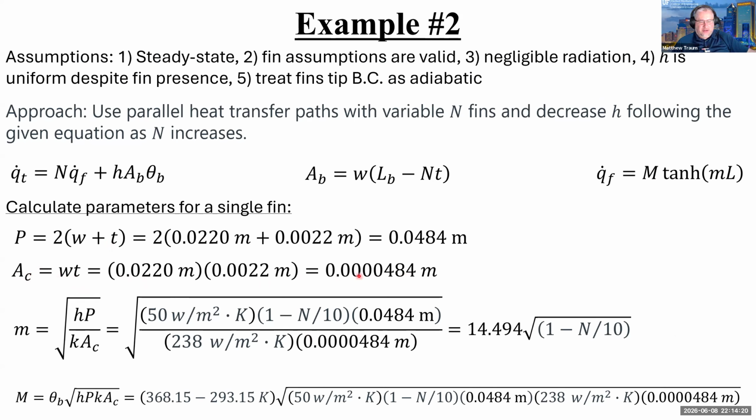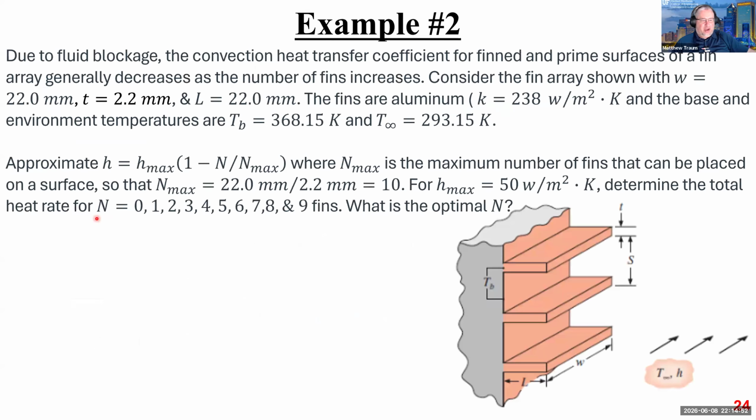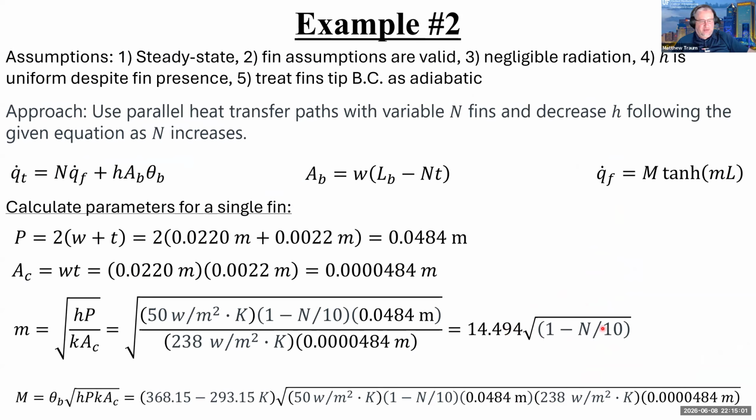So that's lots of 484s here. 0.00484. Okay. Knowing P and A sub C, I can calculate m, lowercase m. Notice h, I'm leaving that as a function of n, the number of fins. Everything else is just a number, right? So k is a number, P is a number, A sub C is a number. So what I get out of that is 14.494 multiplied by the square root of 1 minus n over 10, right? I'm leaving this in terms of n because what I want to do eventually is have an equation where I can plug in n equals 0, 1, 2, 3, 4, 5, 6, 7, 8, 9. And I made that easy for myself by just leaving everything in terms of n.